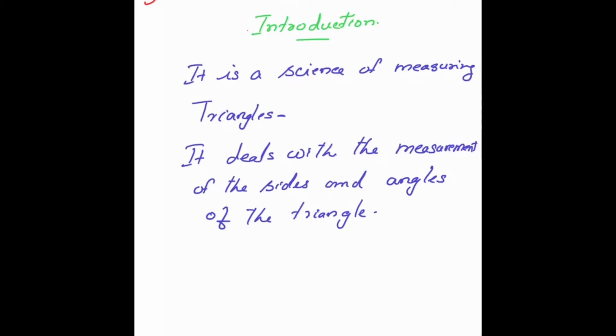So trigonometry is the science of measuring triangles. It deals with the measurement of sides and angles of a triangle. In a triangle we have 3 sides and 3 angles. So it's related to the measurement of the sides and the angles.